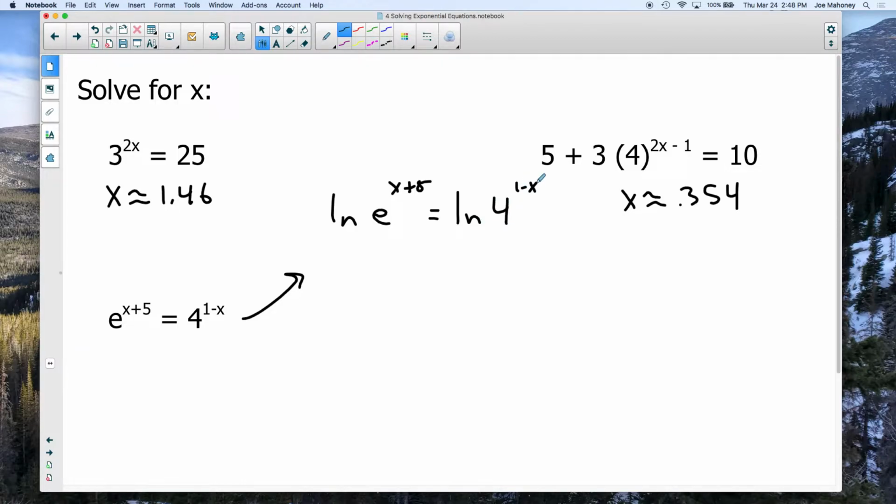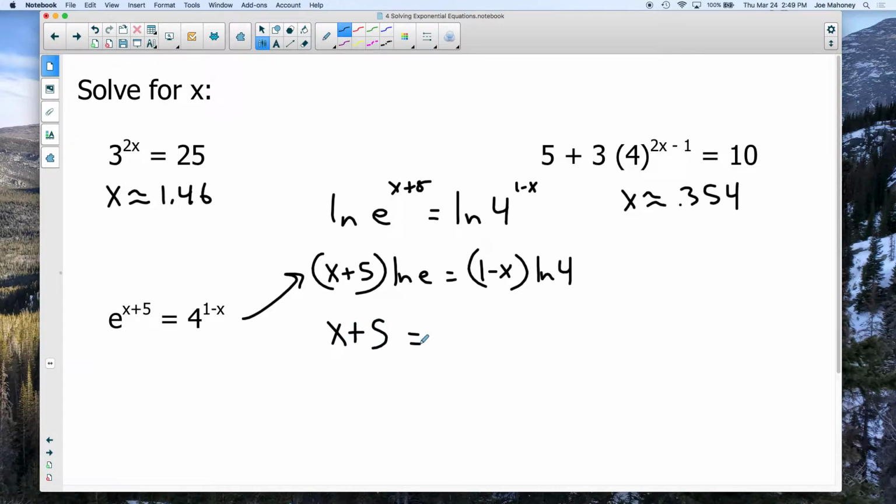And you might remember one of your properties, after we bring down that exponent, we get x plus 5 multiplied by the natural log of e, and then 1 minus x times the natural log of 4. The natural log of e is just equal to 1. So on my left side, I get x plus 5. On my right side, I get 1 minus x times the natural log of 4.